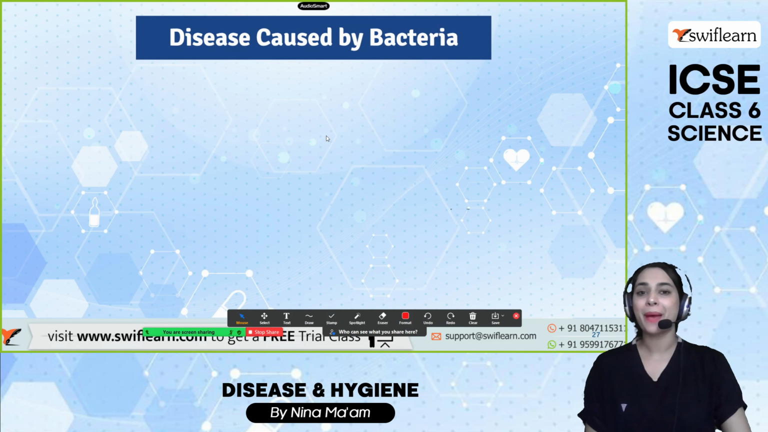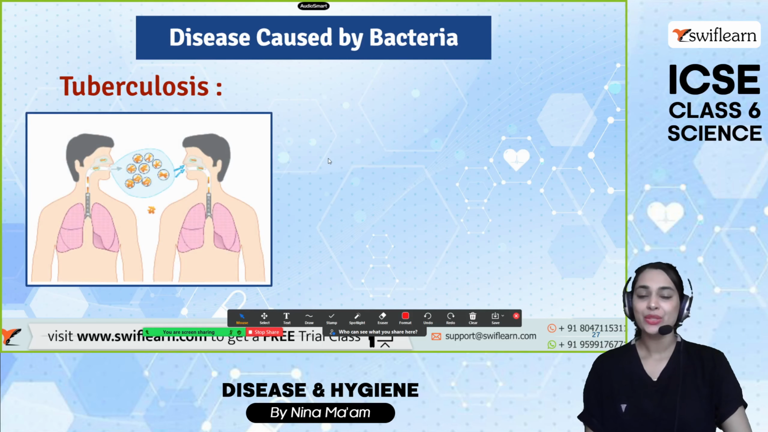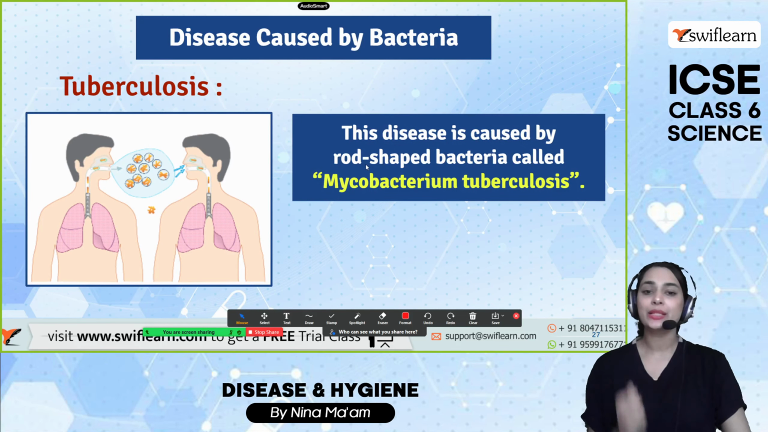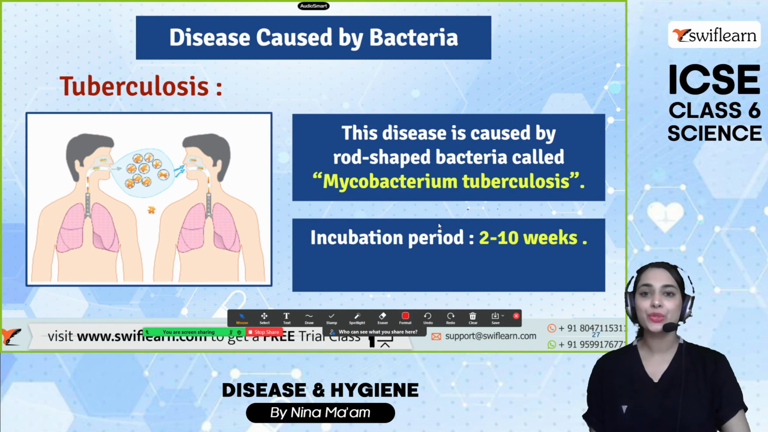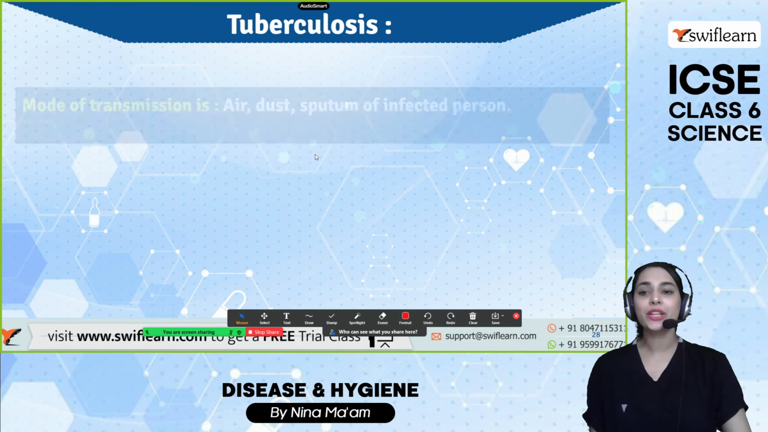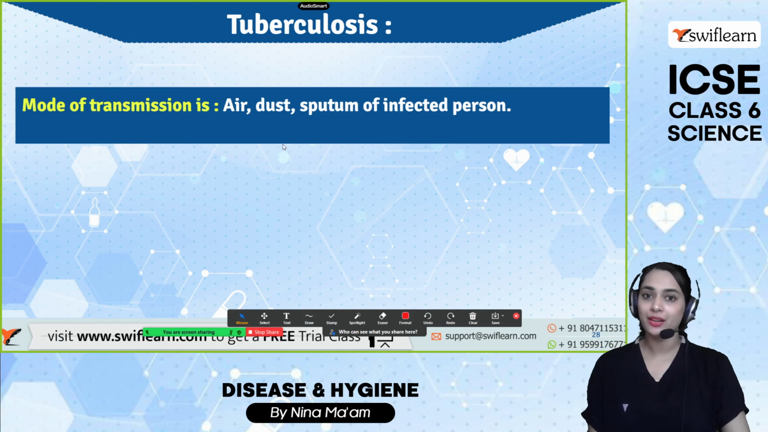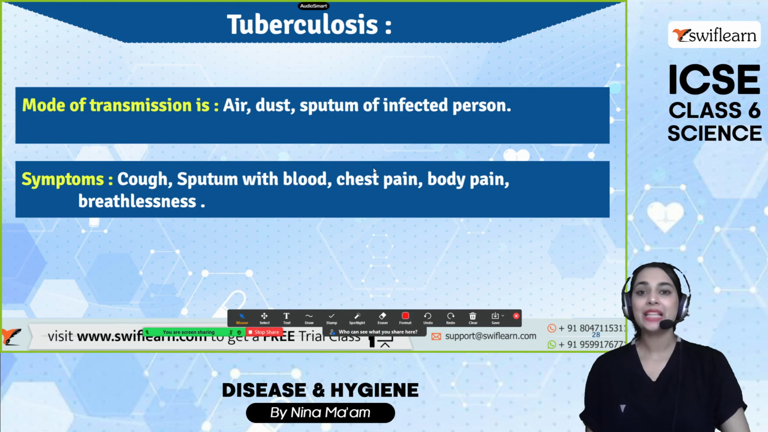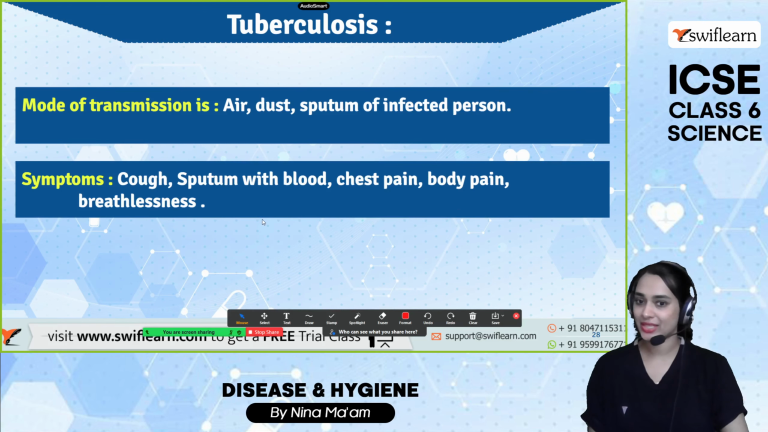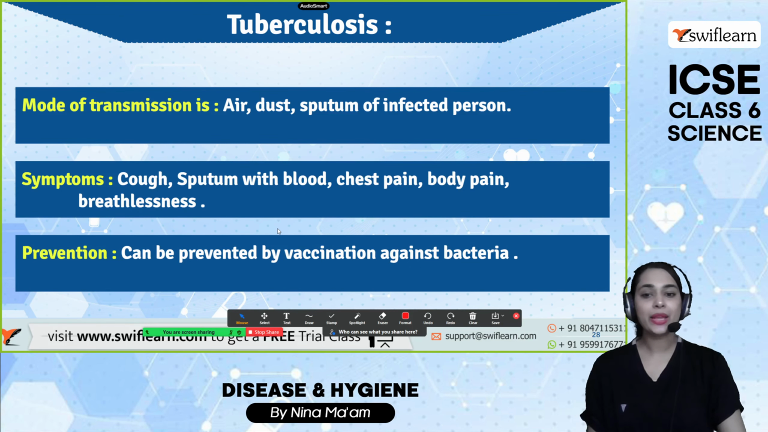Disease caused by bacteria. Tuberculosis is caused by a rod-shaped bacterium known as Mycobacterium tuberculosis. The incubation period is 2 to 10 weeks. The mode of transmission is through air, dust, and sputum of the infected person. Before discussing prevention, let's look at the symptoms: cough, sputum with blood, chest pain, body pain, and breathlessness. It can be prevented by vaccination against this bacterium.